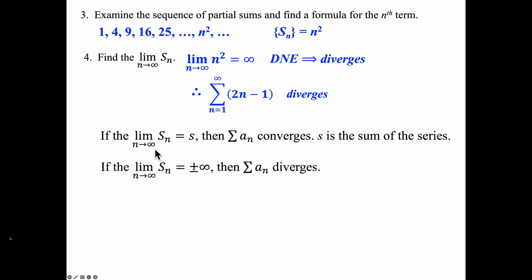But what we're interested in is when does it converge? When can we take the limit of this sequence function of our partial sums? And when does it equal a limit value that we call little s, and then that's going to be the sum of our original sequence function a sub n.